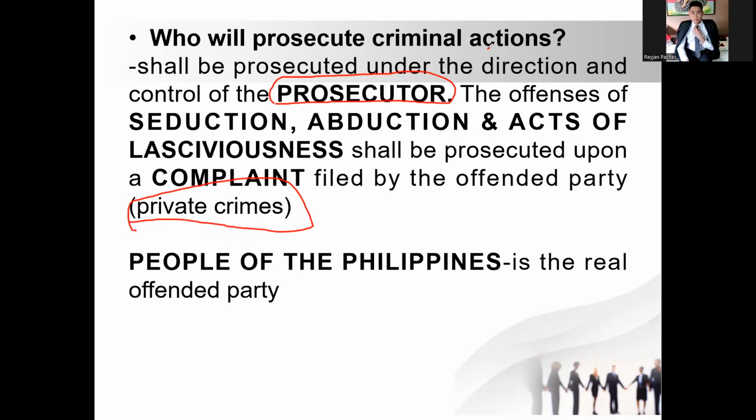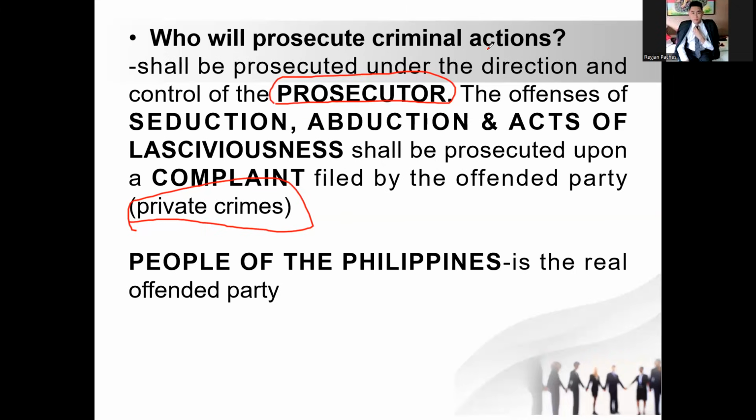Kasi people of the Philippines, tandaan nyo, that is the real offended party or the ROP. Kasi whatever crimes na nagawa sa ating bansa, it directly affects all. Tayo yan. So that's why kapag may nangyaring patayan or may nangyaring gulo, it directly affects us all. So that's why whoever the victim, hindi yan ilalagay ang pangalan niya. Kasi again, kahit iisa lang yung victim, lahat tayo actually directly naapektuhan. So that's why ang people of the Philippines, tinatawag natin yan ngayon as the ROP, the real offended party.